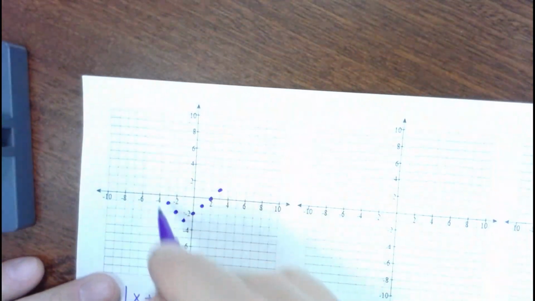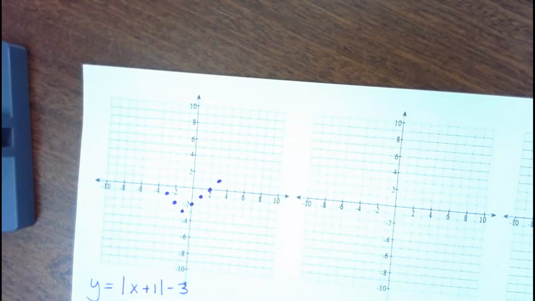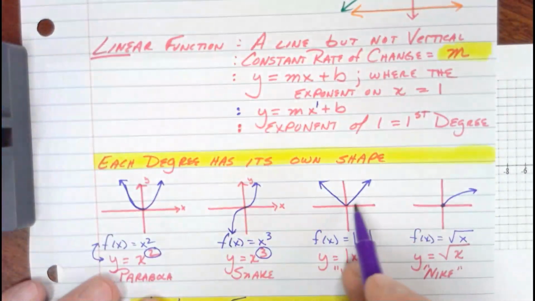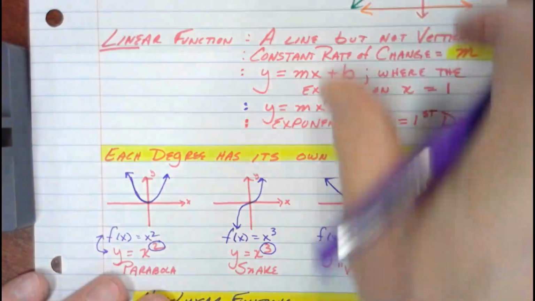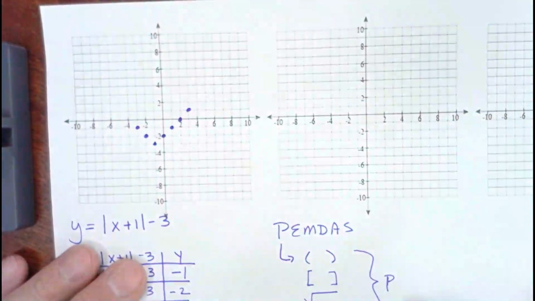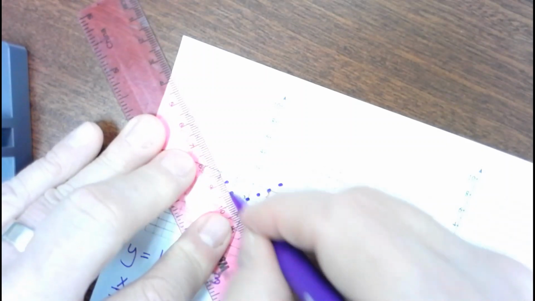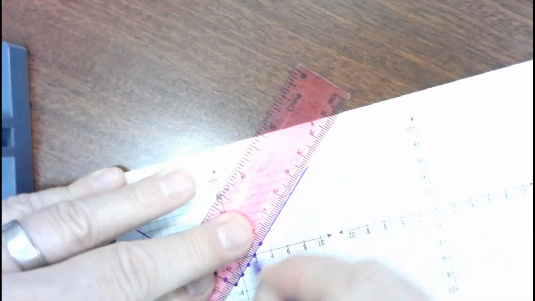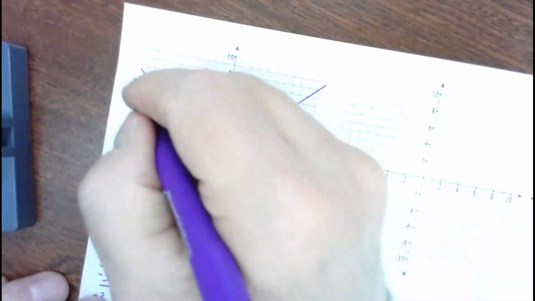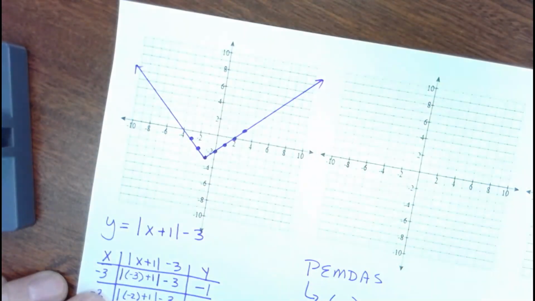So if I connect these dots, do I get the shape I'm supposed to have for an absolute value problem? Well, the shape I'm supposed to have is this V shape right here for absolute value. Does it look like it's going to be a V shape? Yeah, pretty much. I'm just going to connect these points out this way, and I'm going to connect these points out this way. And that is my shape.